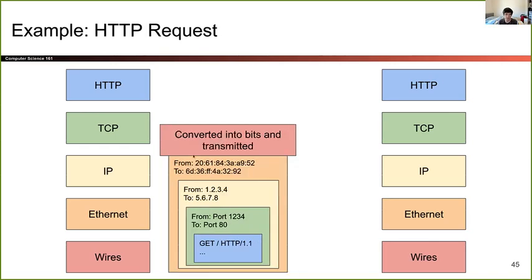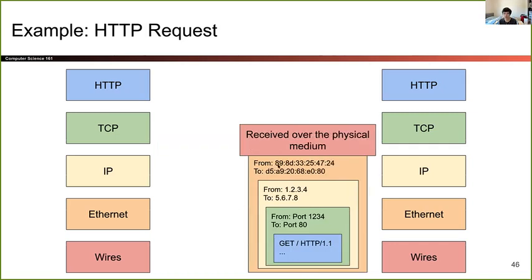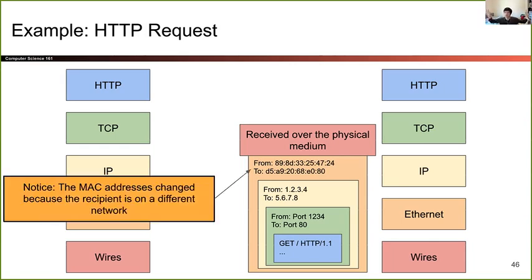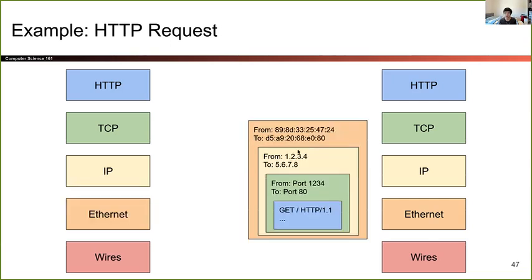Notice that from here, this is 20, this is 6D. This got turned into something else that's random, 89 and D5. Because these two servers are on different networks, they have completely different MAC addresses. That means that the MAC addresses changed when they were received from the wire. But notice that these IP addresses still stayed the same.